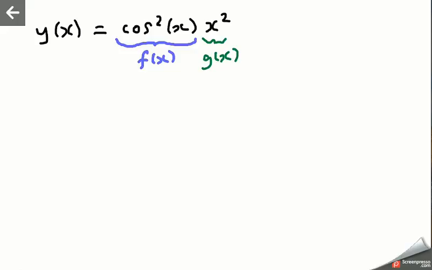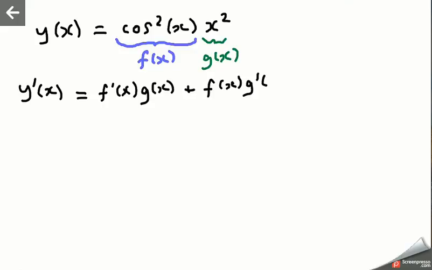The product rule said that y prime of x, in this case, is going to be equal to f prime of x times g of x plus f of x times g prime of x. Differentiate one, leave the other alone. Differentiate the other, leave the first one alone, and then add them together. So that's how to remember that.